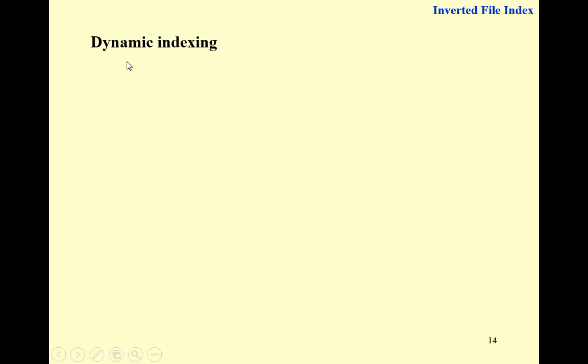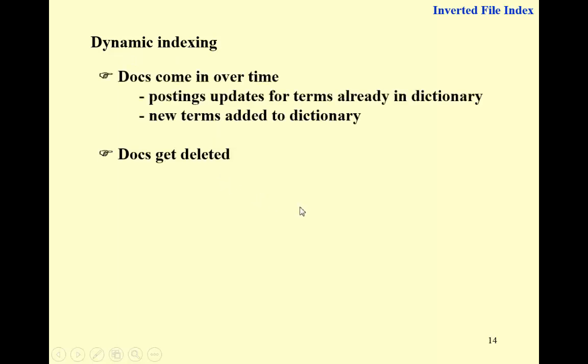Another topic is dynamic indexing. To implement a search engine, usually we have to deal with these two problems: documents come in over time, and when a new document comes in, we need to update the posting list for terms that are already in the dictionary, or we insert a new term into the dictionary. And also the documents get deleted.